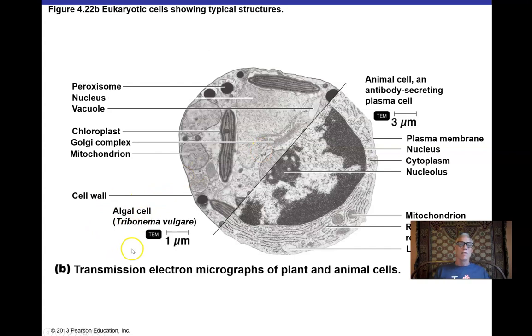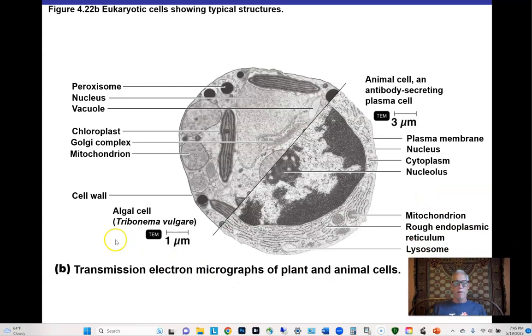Actually, this is not a prokaryotic cell. What am I saying? This is an algal cell. I was going to say there can't be any membrane-enclosed organelles in a prokaryotic cell. So I just misspoke. I hope you don't get confused the rest of your life about prokaryotes versus eukaryotes on the basis of my mistake.